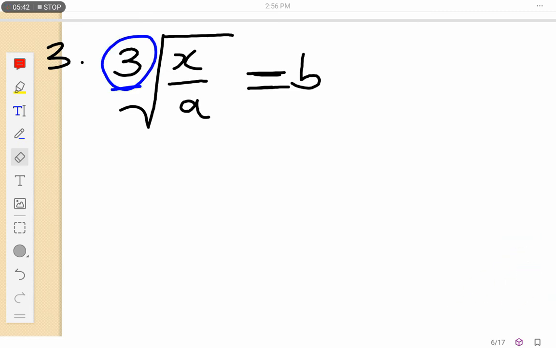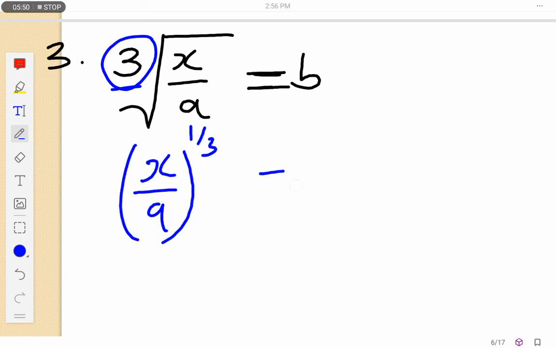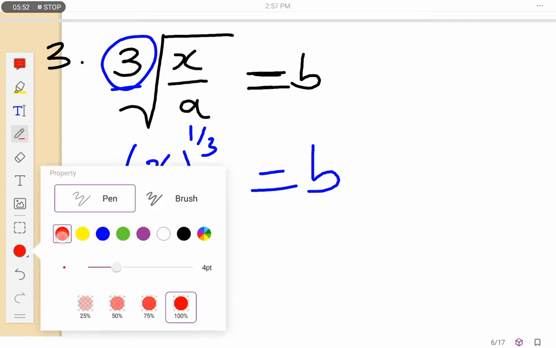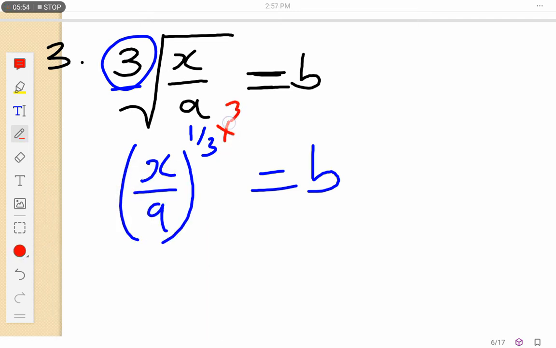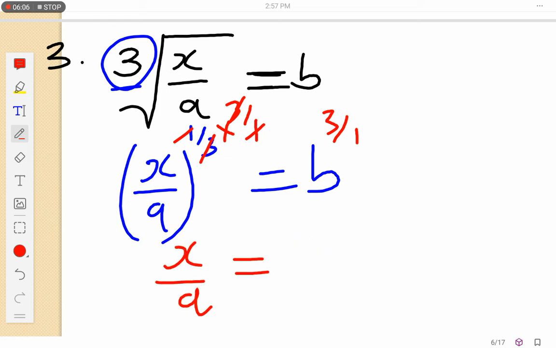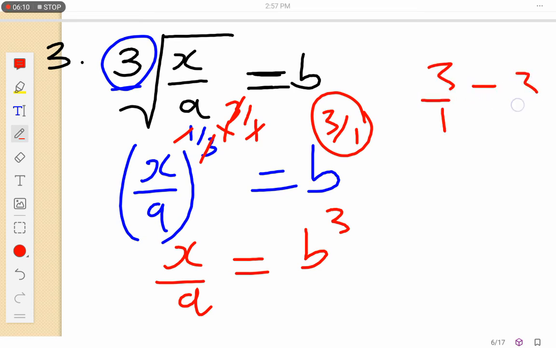Okay, let's do that. So this becomes x over a to the power of 1 over 3 is equal to ab. To remove that 1 over 3, we multiply by 3 over 1. 3 and 3 will cancel off each other, 1 and 1 will cancel off each other. So we get x over a is equal to b cubed. Remember, we said 3 over 1 is the same as 3.